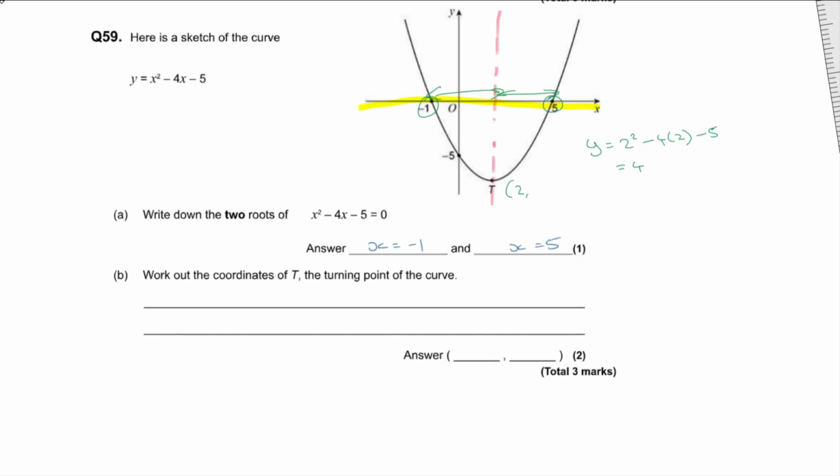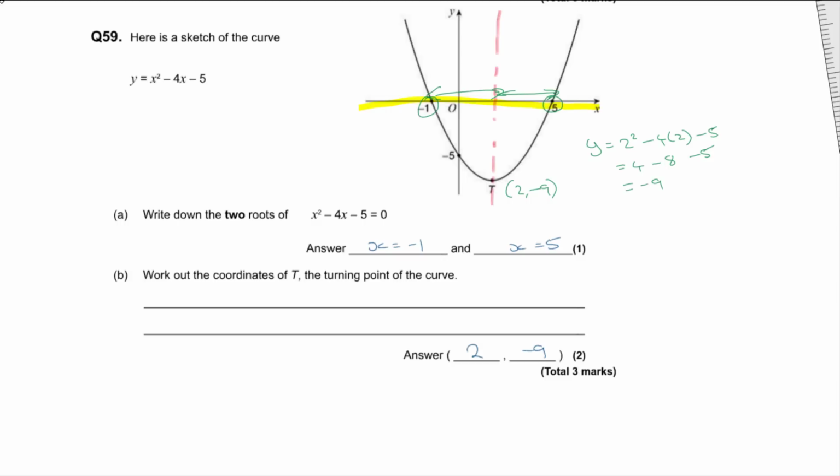So what is 2 squared? It's 4. What is minus 4 times 2? It's minus 8. And then minus 5 there. So I've got 4 minus 8 minus 5, and I believe that comes to negative 9. So the y coordinate is going to be negative 9. So the coordinates are (2, negative 9). Okay, now there's another way of doing it.